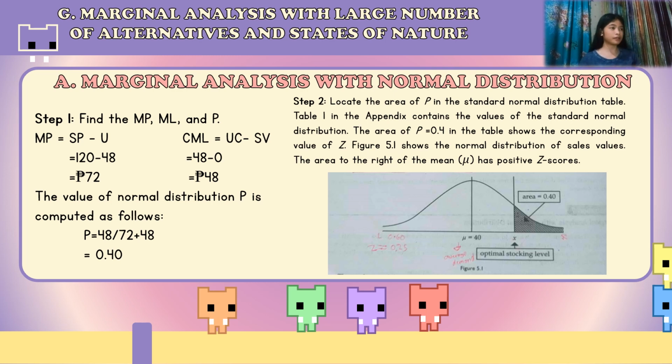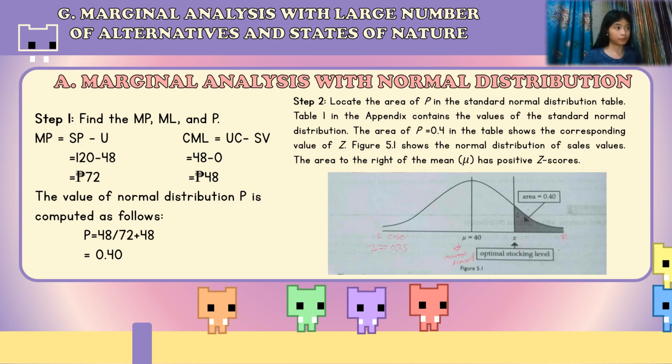And then after that, we have to proceed on this step 2. Locate the area of P in the standard normal distribution table. Table 1 in the appendix contains the values of the standard normal distribution. The area of P is 0.4 and the table shows the corresponding value of Z. Figure 5.1 shows the normal distribution of sales values. The area to the right of the mean has positive Z-scores.